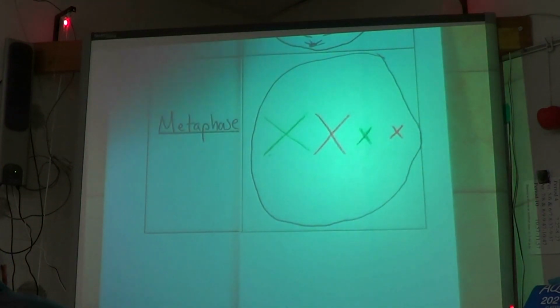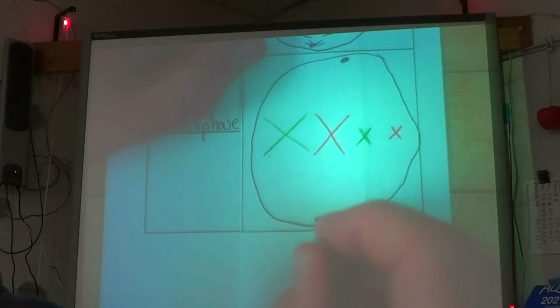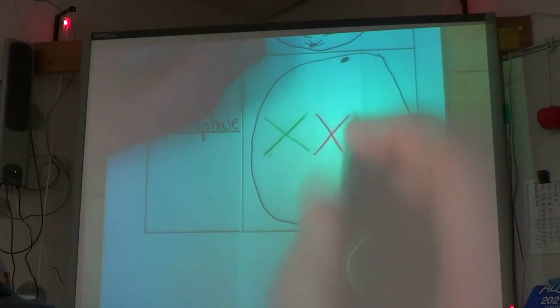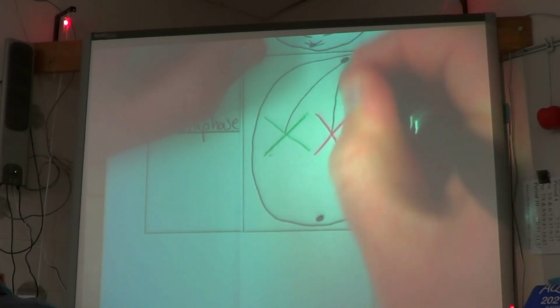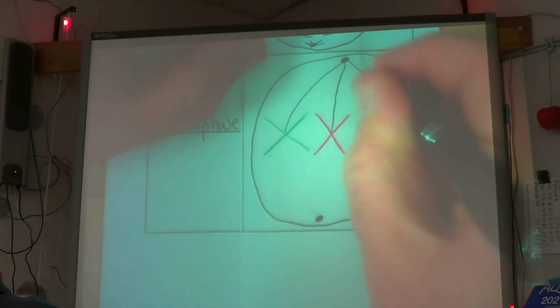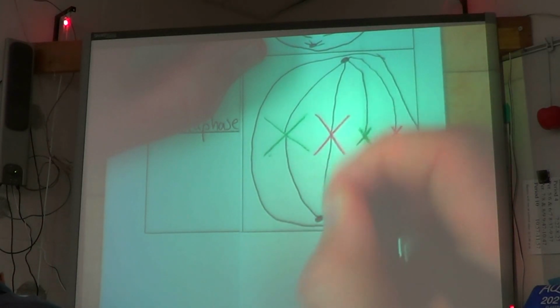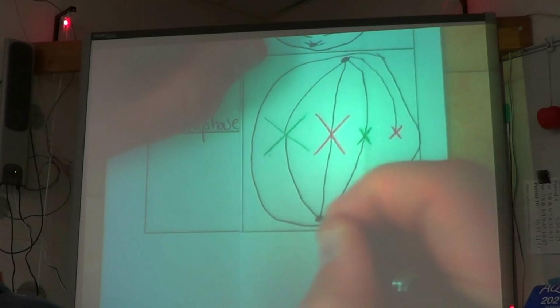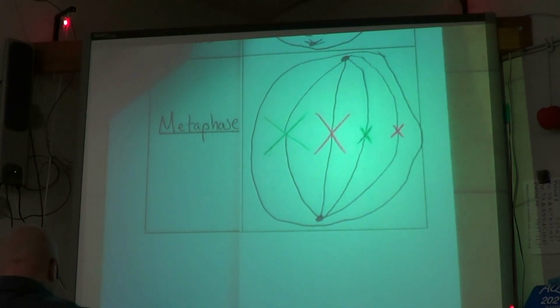Meta, middle, meta, middle. Why did they go to the middle? What pulled them to the middle? The spindle fibers. Okay, those spindle fibers pull them towards the middle. It's in chromosome form. Notice how we have X's drawn, right? Meta, middle. That's the important thing for metaphase, is those chromosomes are in the middle.